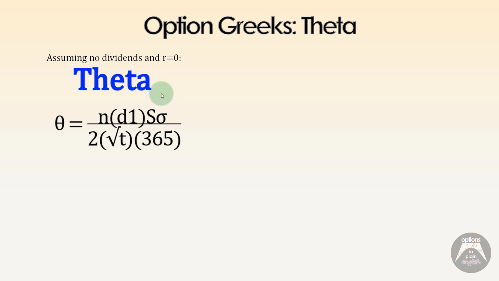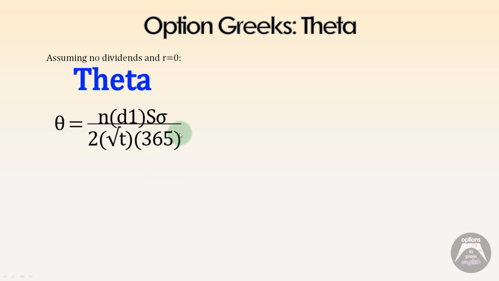And keep in mind, this is not strictly mathematically accurate, but it's just a way to give us an understanding of what theta is and what it depends on. Theta can be calculated by taking the standard normal distribution of D1 multiplied by the stock price, by the implied volatility, and divided by 2 times the square root of time, and then 365, so that we have a number that represents the theta per day.